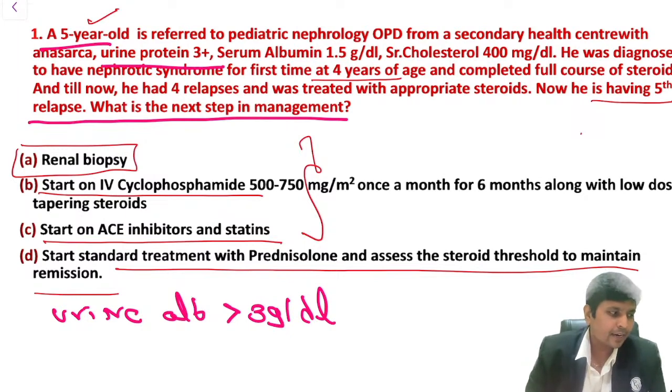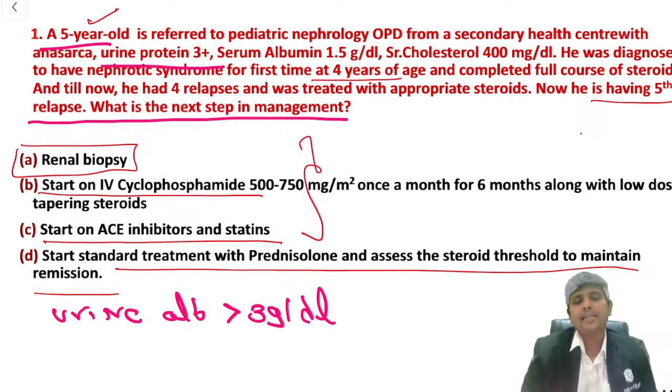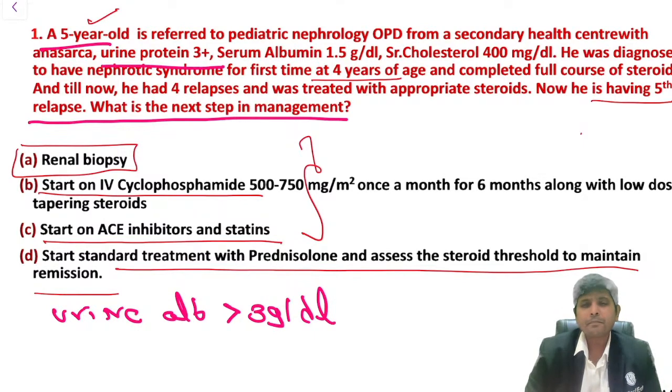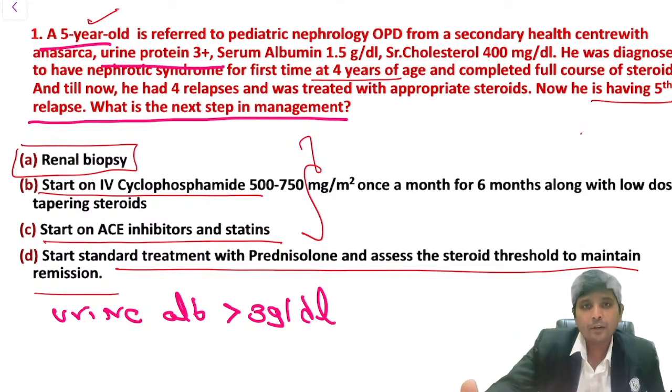So what is steroid dependent nephrotic syndrome? Steroid dependent nephrotic syndrome is characterized by presence of 2 consecutive relapses either during alternative day steroids or within 2 weeks of stopping alternative day steroid. This is called steroid dependent nephrotic syndrome.